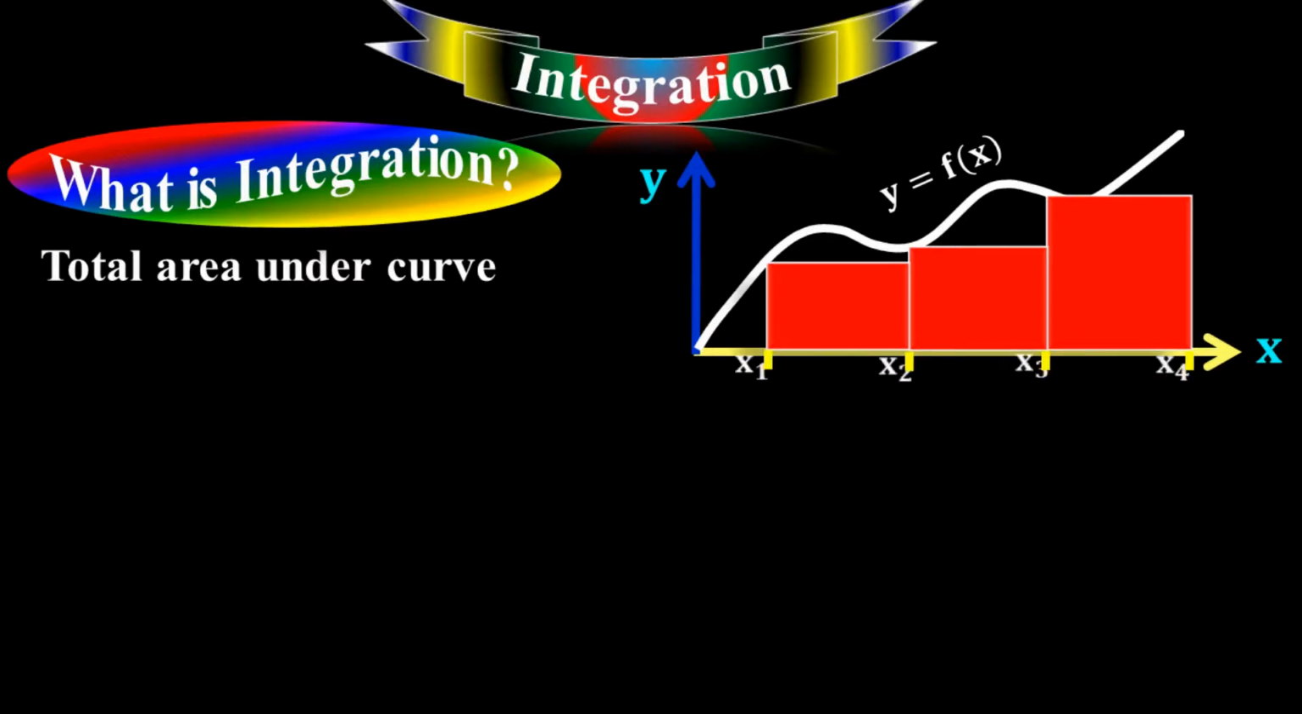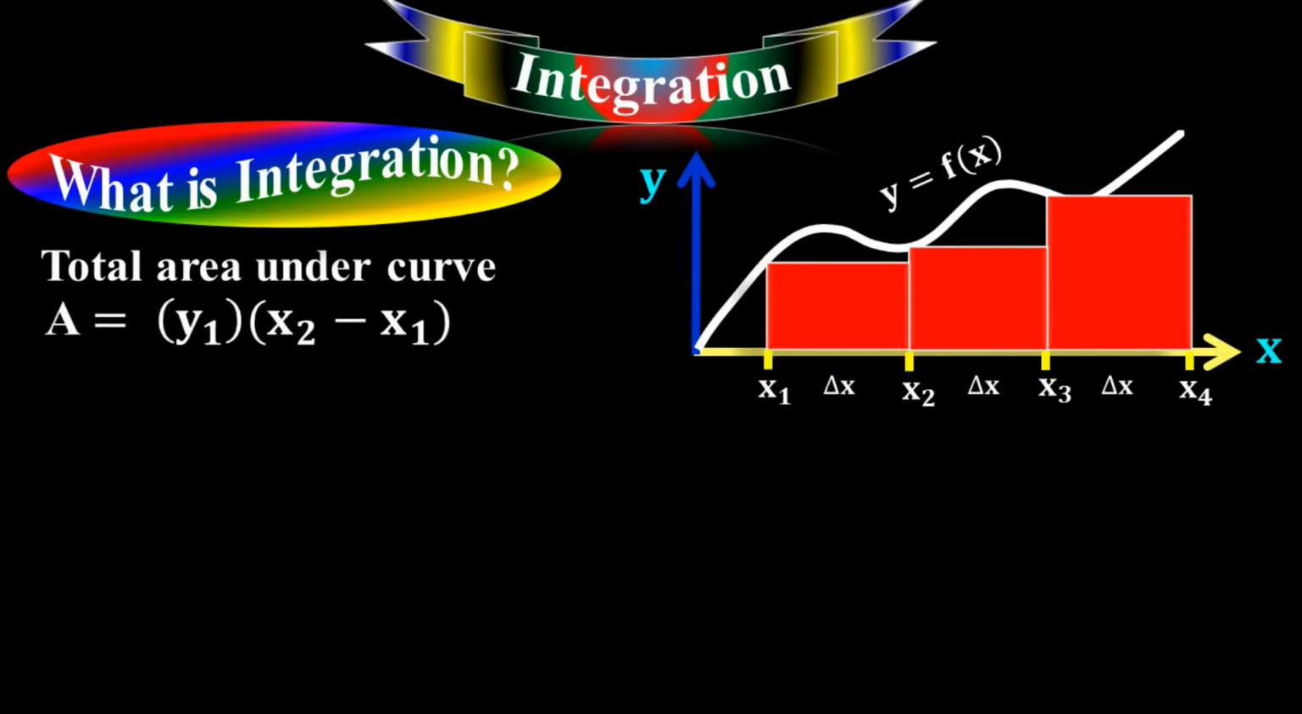These are the points x1, x2, x3, x4. And this is the width for the first rectangle, and it is the height, width and height for the second rectangle, width and height for the third rectangle. Let's take the first rectangle. The area for the first rectangle is height times width. Our width is x2 minus x1, which is our delta x. This is our width.